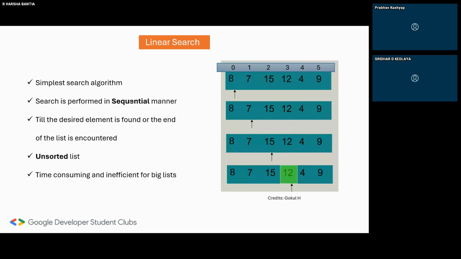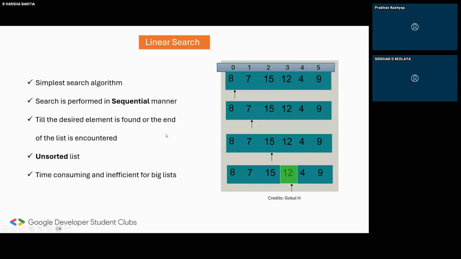Now, what will be your algorithm while searching that card? From the beginning, you will start and you will search until two conditions: until you find the target card that I asked you to find, or you will reach the end of the deck without finding that card. These are the two conditions when you will stop searching. That is what I have written here. Till the desired element is found, you'll search, or till the end of the list is encountered.